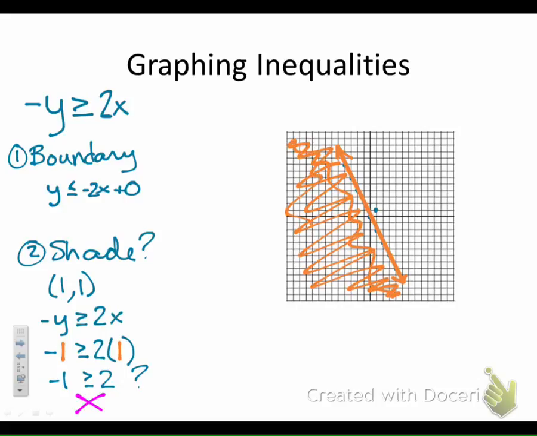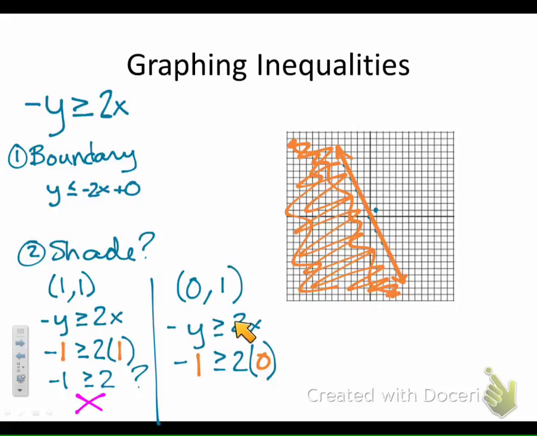Maybe I don't trust my math skills and I pick another point. If I tried 0, 1, I get -1 bigger than or equal to 0. I ask the question again and I get a false answer. So it just verifies that this point is also not supposed to be included. It kind of looks like my line is on it, but it's just a little off there. I shouldn't be shading on this side. All the solutions are on this side.